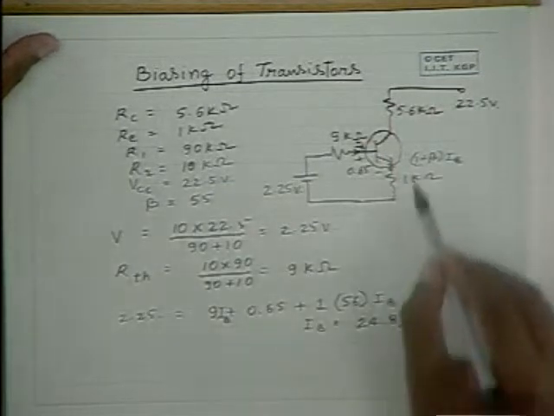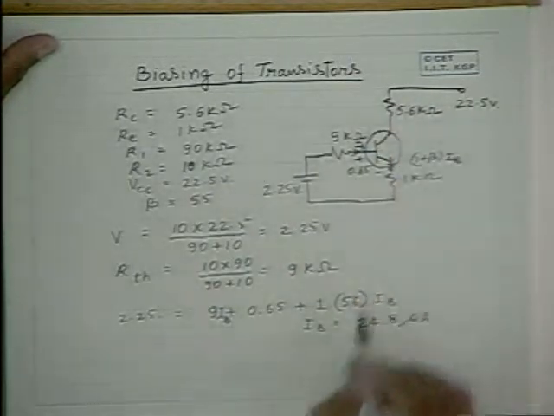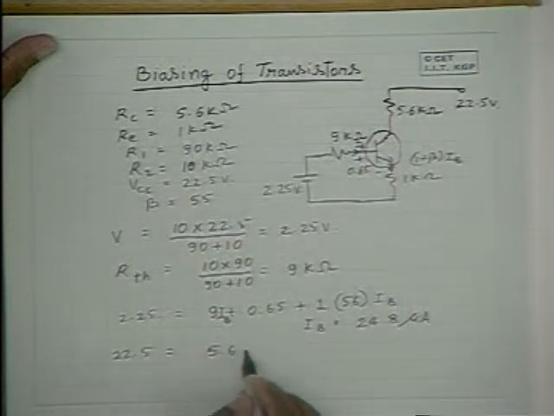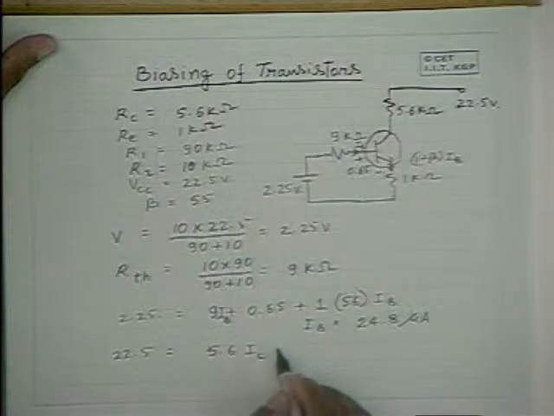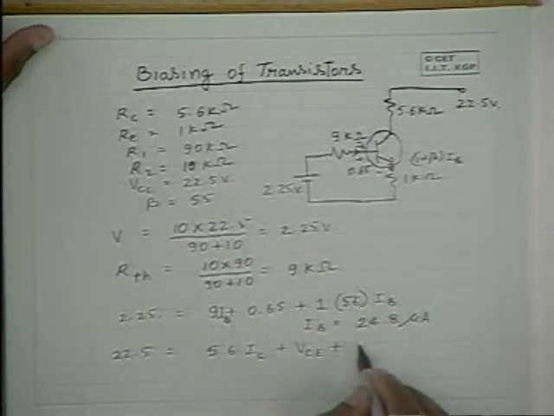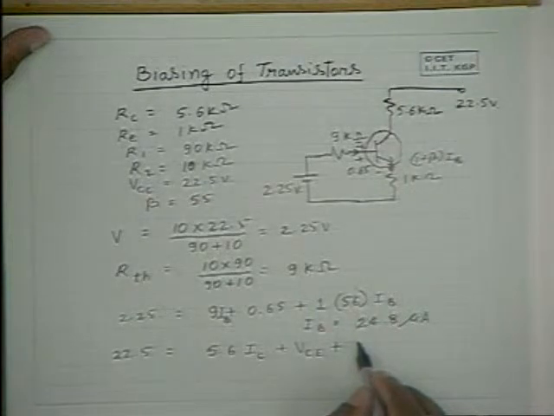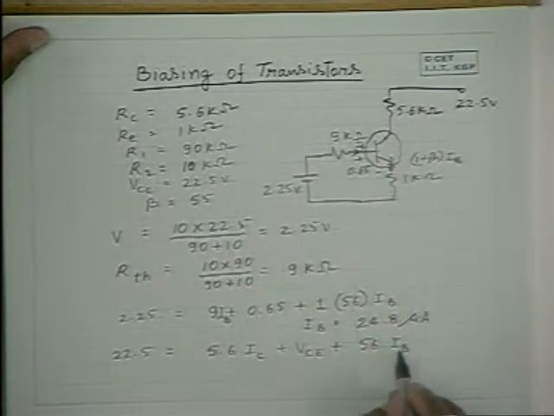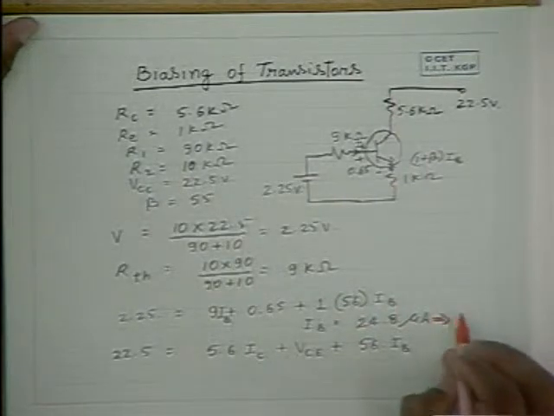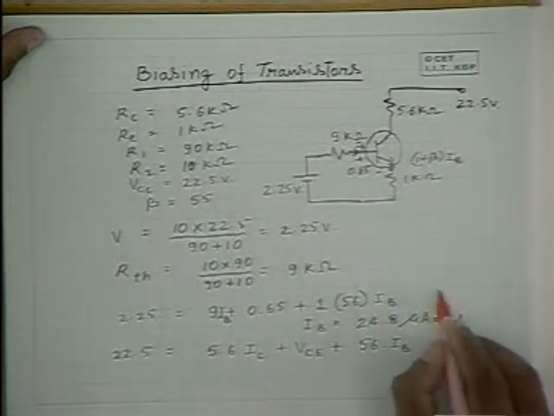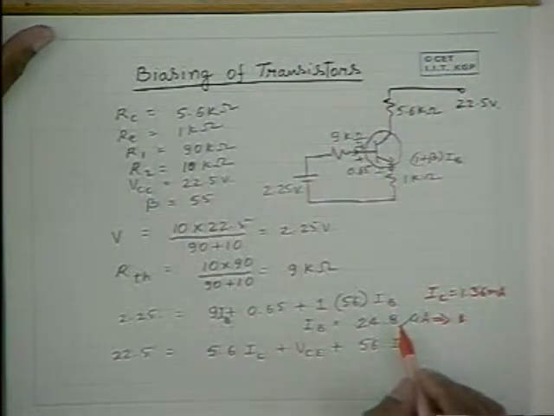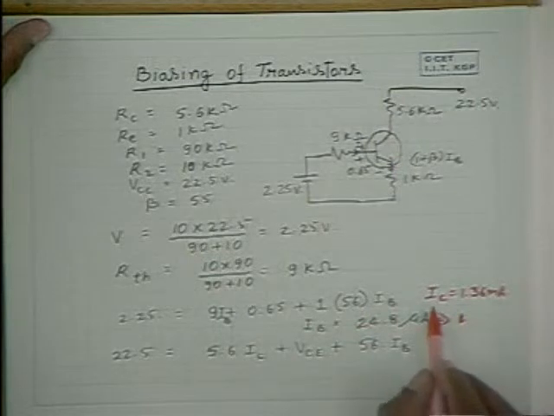Now, substituting for this IB in this loop, wherein 22.5 volts is equal to 5.6 into IC plus VCE plus 1 kilo ohm into 56 into IB. So that is 56 into IB. And given IB, we can determine IC by multiplying it by 55. And what we get here is IC equal to 1.36 milliamperes, that is 24.8 into 55 gives us 1.36 milliamperes.